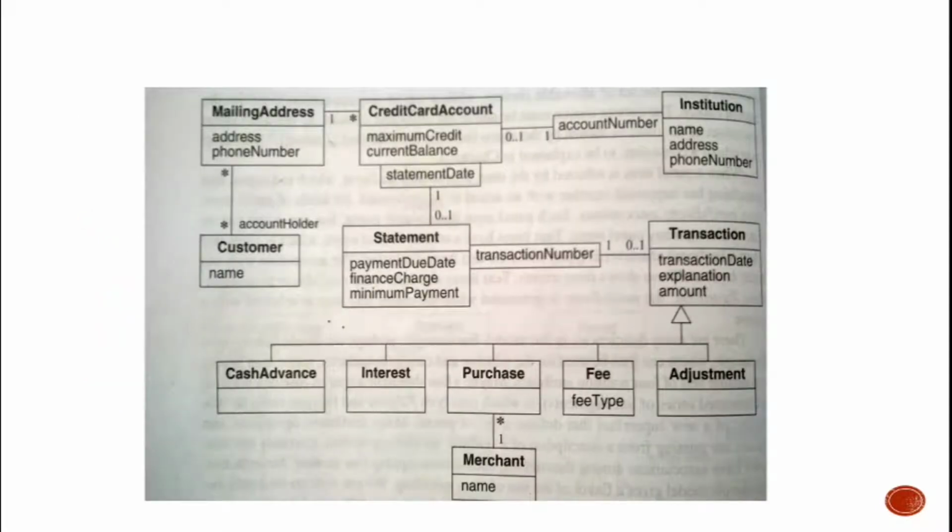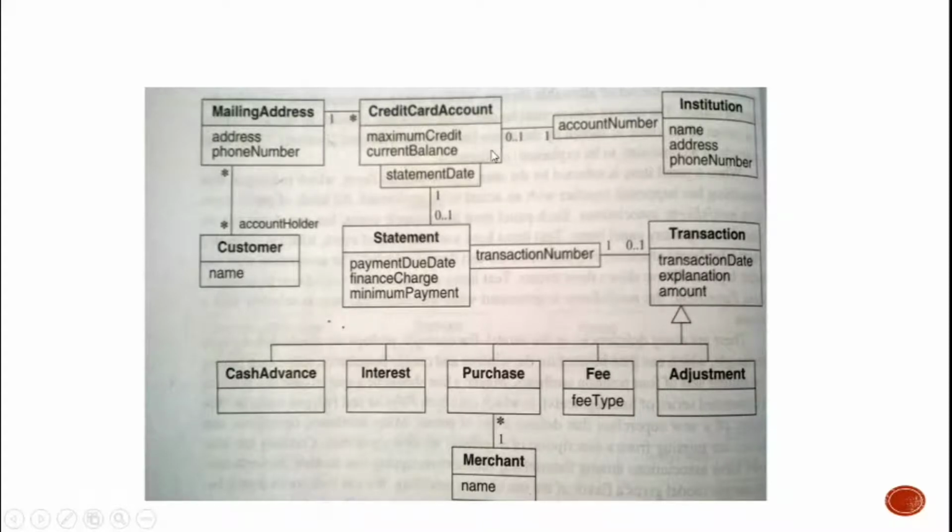You can see this model here. You can see the mailing address, credit card account and institution having an association name, and credit card having an association name, and this multiplicity in mailing address, because many customers can have the same mailing address. So that's why they have indicated many to many, and for the mailing address to the credit card account, that is many credit cards can have only one mailing address.